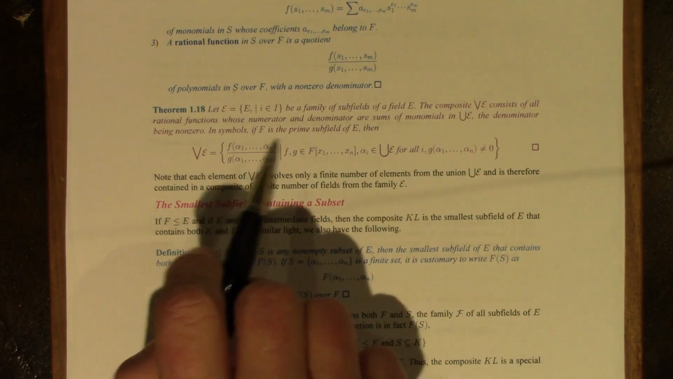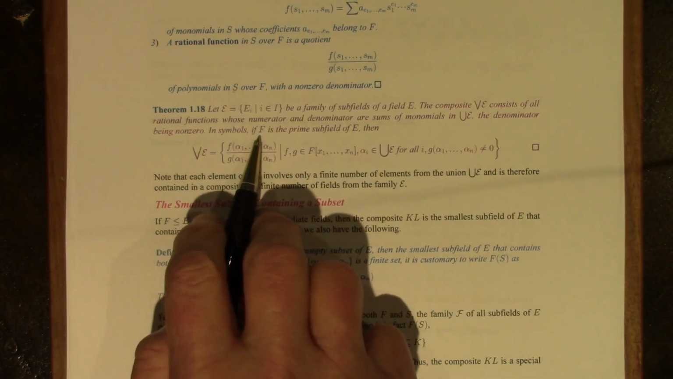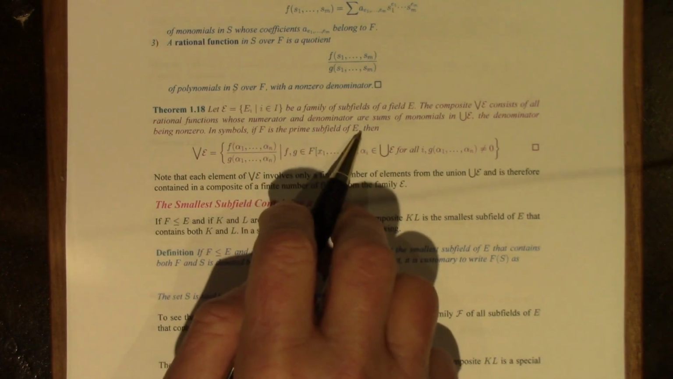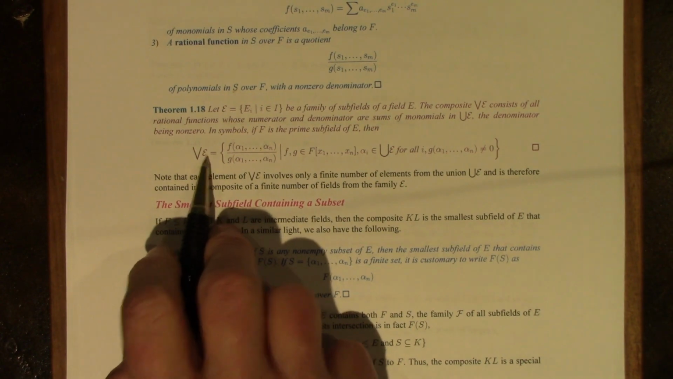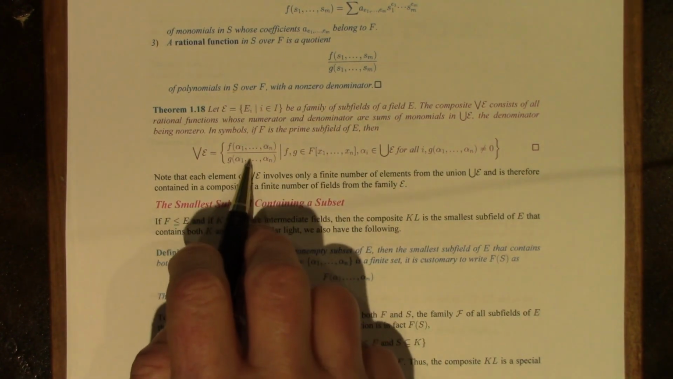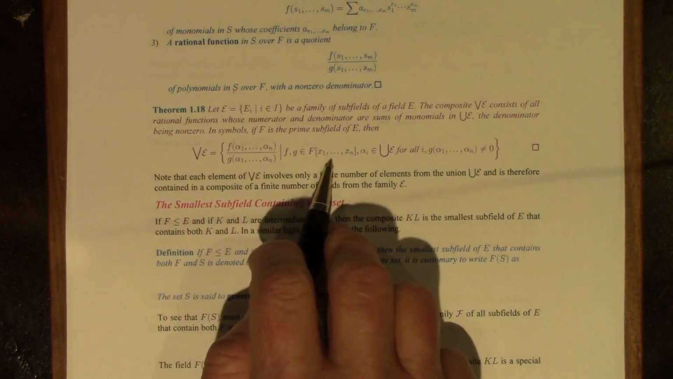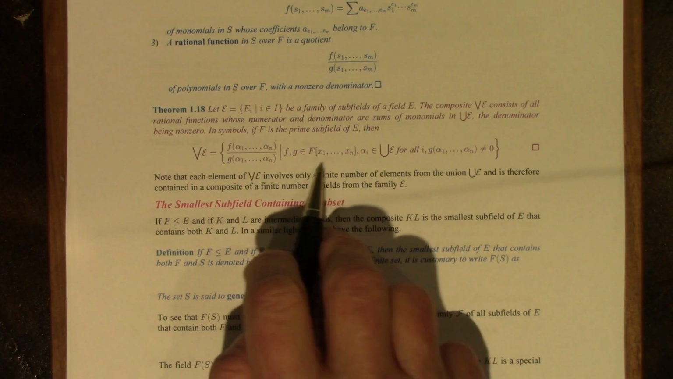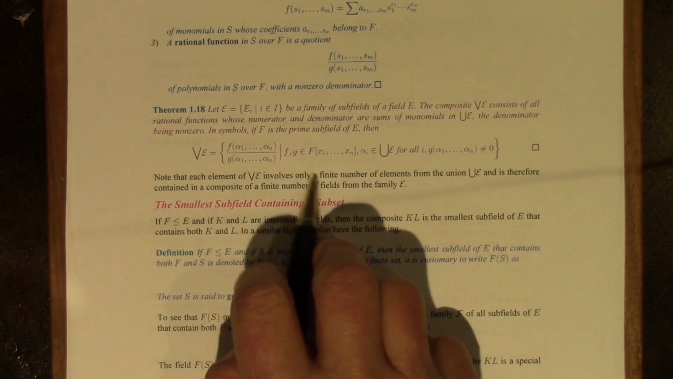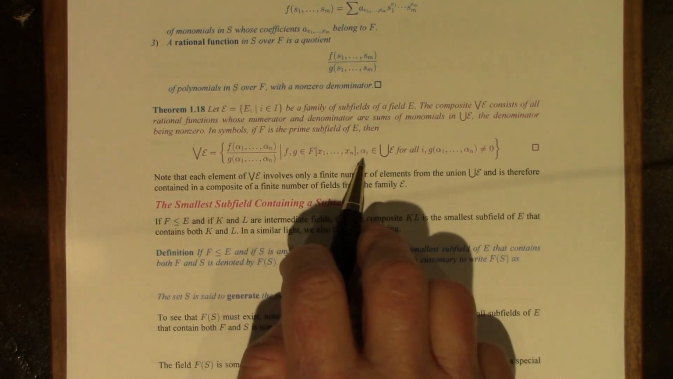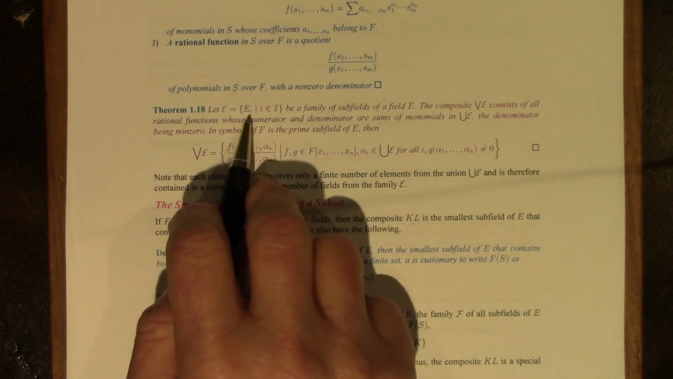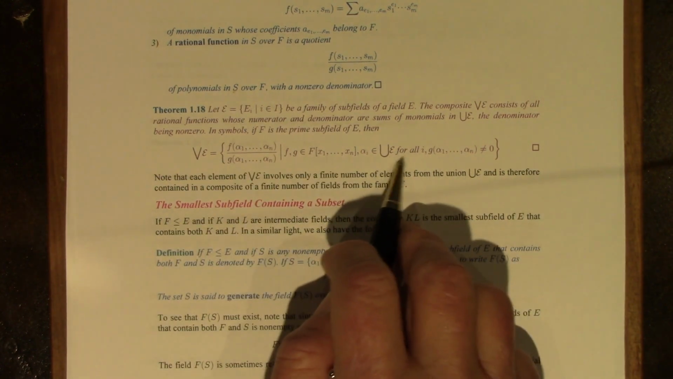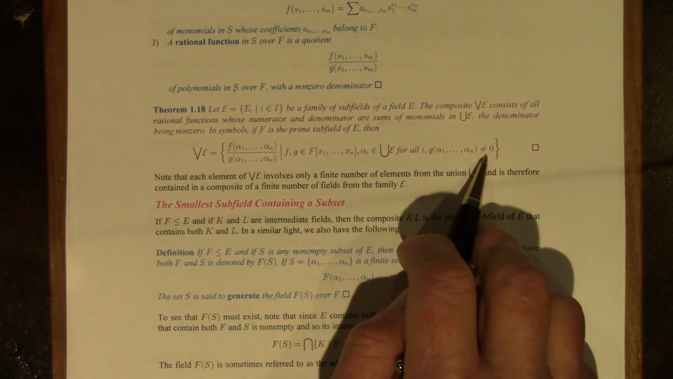Another way to say that in symbols is if F is the prime subfield of E, then the join of the family of subfields is the set of all rational functions f over g, where f and g are polynomials in the alpha_i over the prime subfield, and alpha_i belongs to the union of the family of the fields in the family for all i, and the denominator is non-zero.